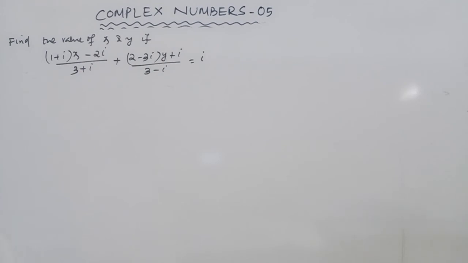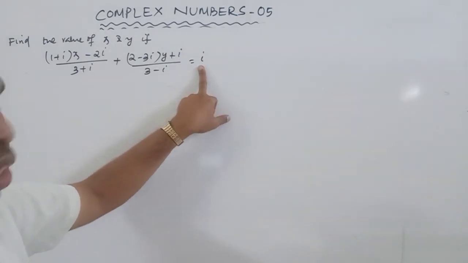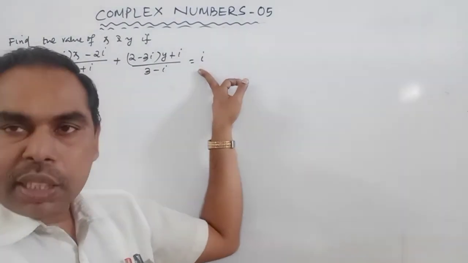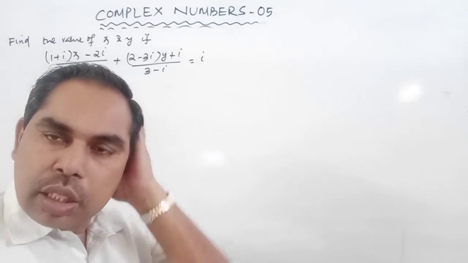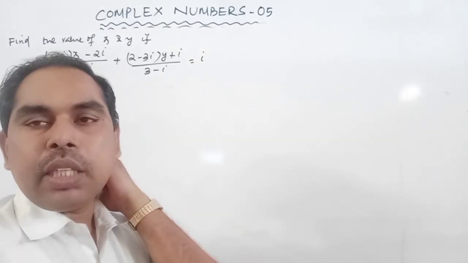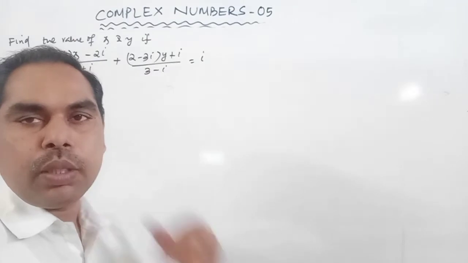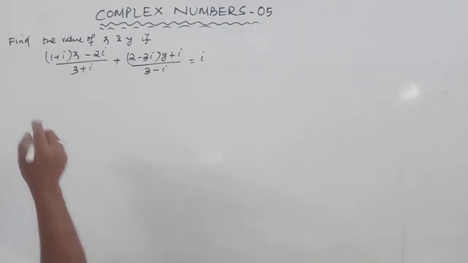Next question. Find the value of x and y if (1 plus i) into (x minus 2i) divided by (3 plus i) plus (2 minus 3i) whole into (y plus i) divided by (3 minus i) is equal to i. To find the value of x and y, first simplify, then equating both sides we get two equations, then solving those two equations we get the values of x and y. So first simplify this solution.